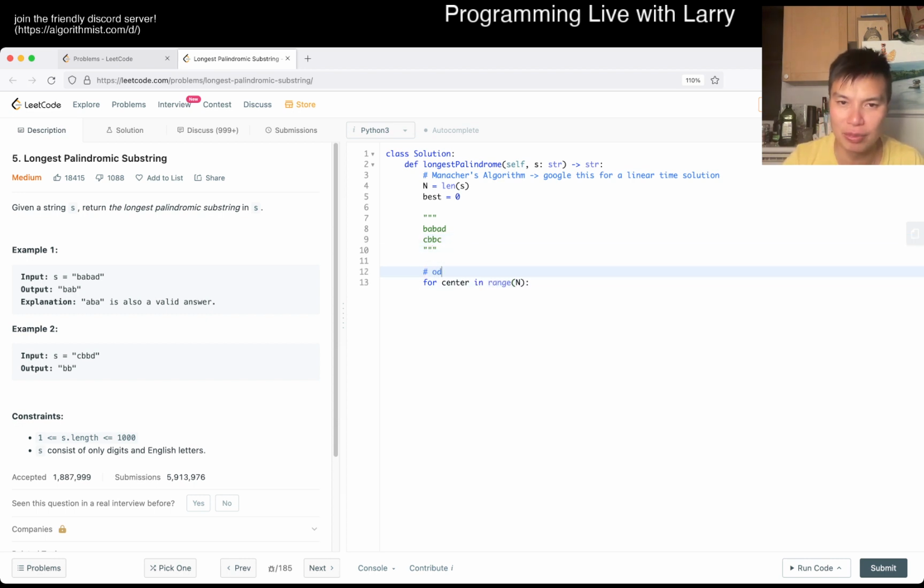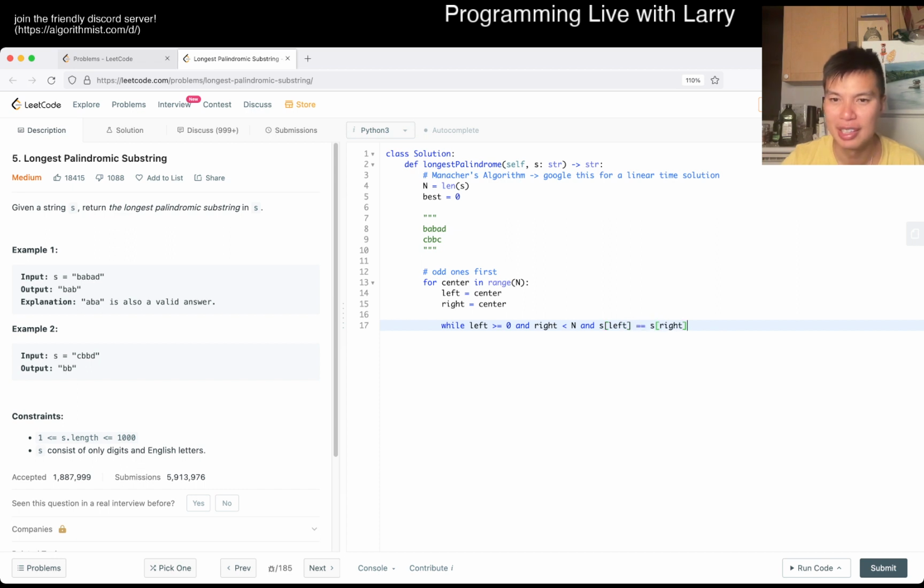Let's do the odd ones first. Left is equal to center, right is equal to center, while left is within bounds, and right is within bounds, and s of left is equal to s of right. Then we move left to the left, and we move right to the right. And then at the very end, we have a best. Here, I just noticed that we have to return a string, but that's okay.